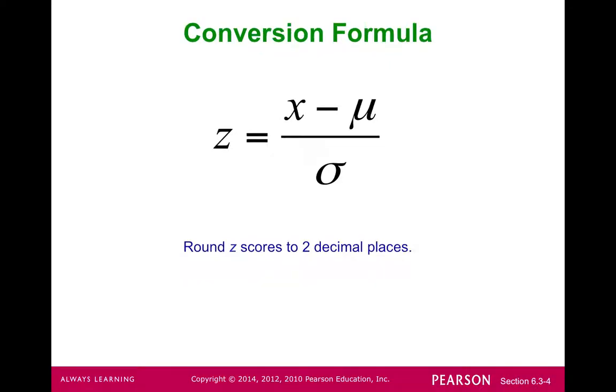So here is our conversion formula. And as we can see, it's a pretty straightforward formula. So our z equals our x, which we'll see in the problems, will be our variable, or what we're looking for. In some of the problems, it'll be given to us, and in others, that will be what we're solving for. Minus our mean, which is, again, this symbol is the symbol for a mean in this section, divided by our standard deviation. And we're told that we're going to always round z-scores to 2 decimal places.